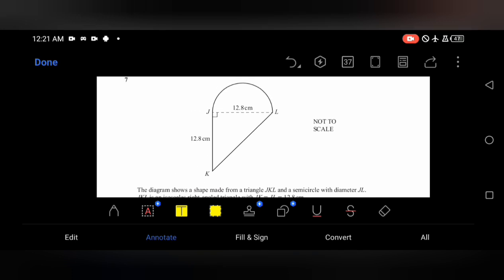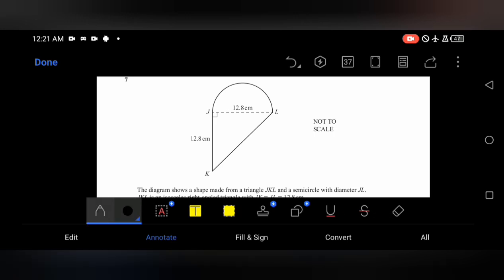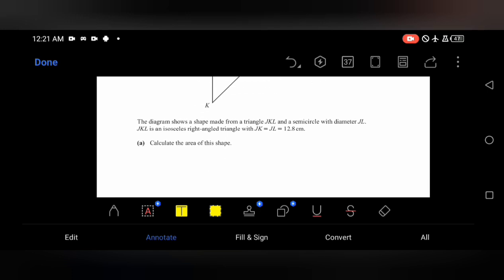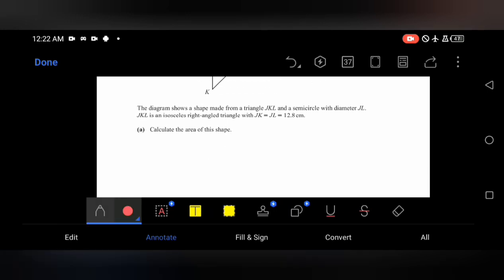Now, the area of this shape is equal to the sum of the area of triangle KJL and the semicircle. Before we can find the area of the semicircle, we need to calculate the radius of this semicircle. How do we determine the radius? 2 radii equals the diameter. Hence, radius is diameter divided by 2. So let's look for the radius first.